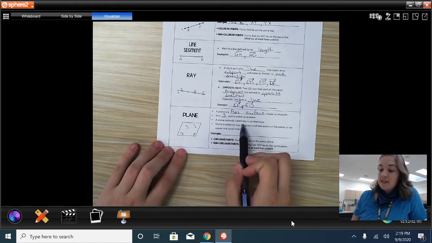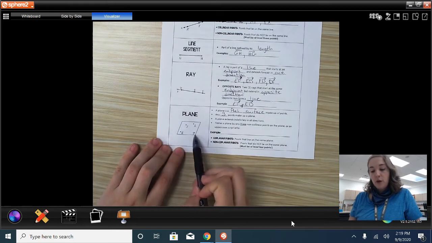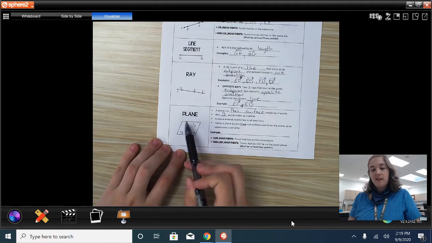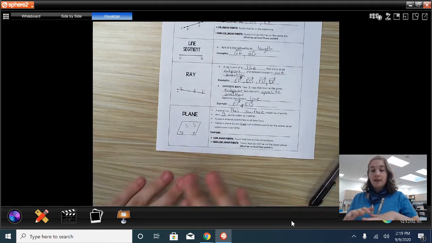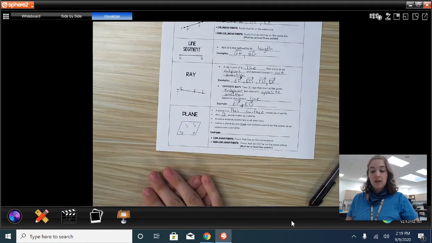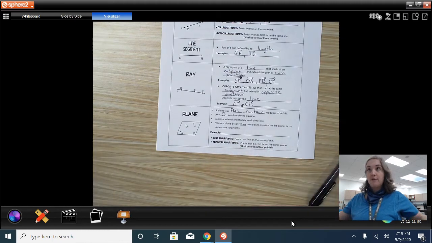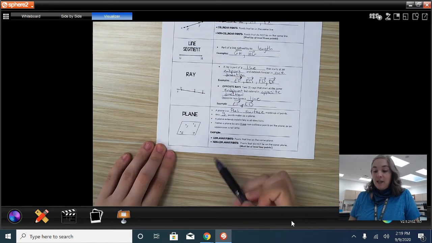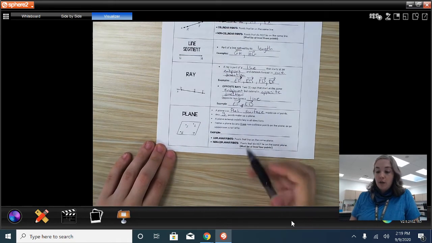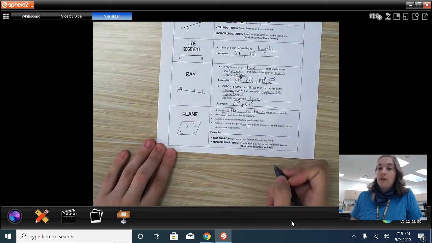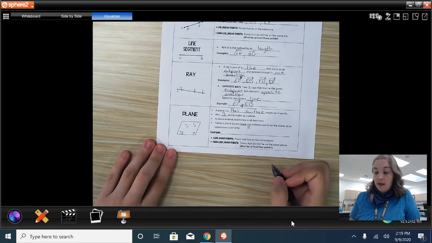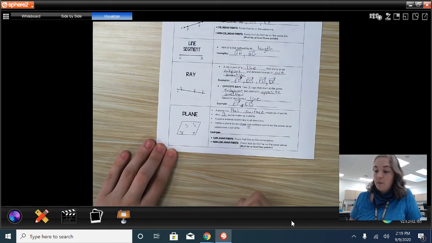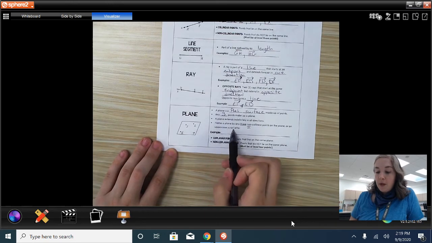A plane extends infinitely in all directions. So even though I have this kind of parallelogram drawn, that's just to help us with a visual of it. It keeps going forever and ever. All right? It never stops. We name a plane by any 3 non-collinear points. Non-collinear. They cannot all be in the same line, all right? 3 non-collinear points. Or an uppercase script.